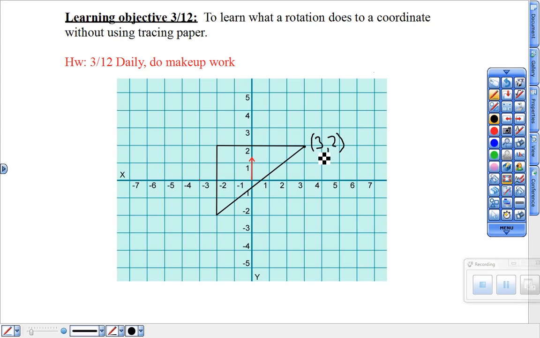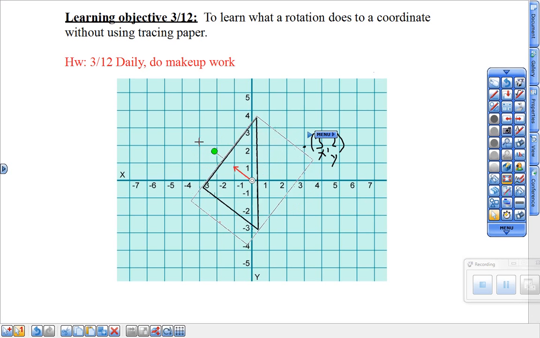Sorry about that, I'm writing that with the mouse, but that's okay. So that's the point 3 comma 2, 3 for x, 2 for y. And what I want you to notice is that point right there, when I rotate this either 90 degrees counterclockwise, and it ends up right here now, or if I took that and rotated it from its original position 90 degrees clockwise, where that new point location is.